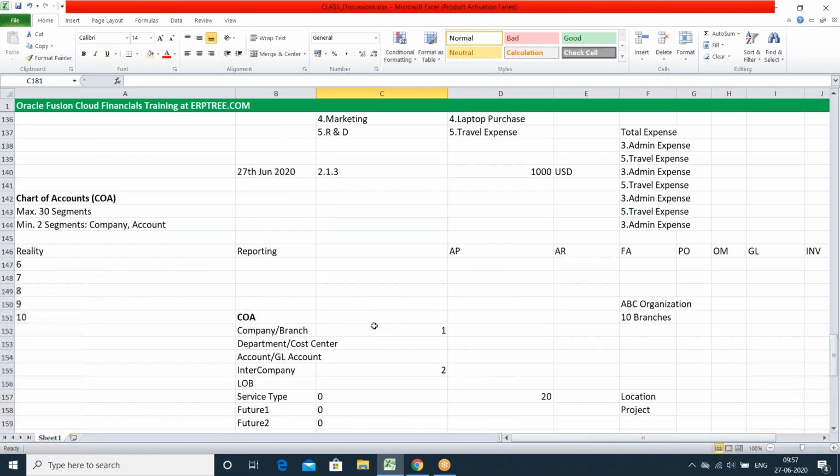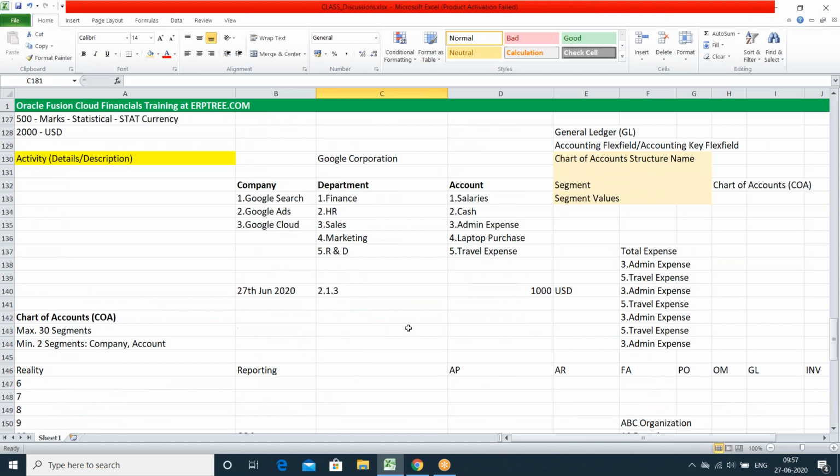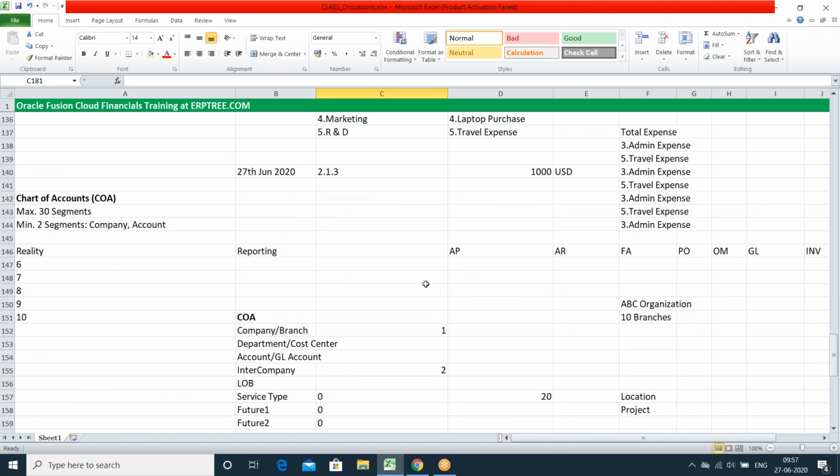Fine, it seems there are no questions. Okay, so we'll just add a few points related to this chart of accounts going forward. Tomorrow's session, let's talk about enterprise structure.